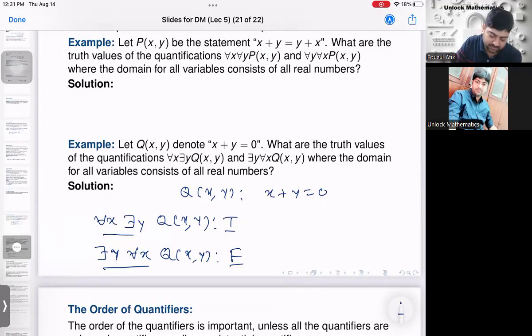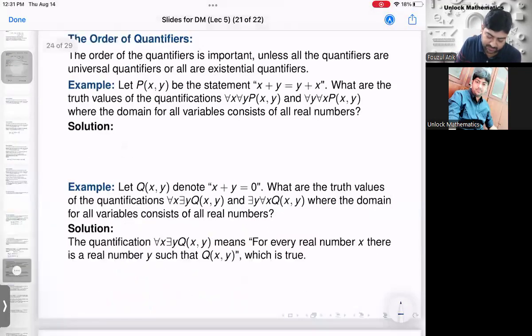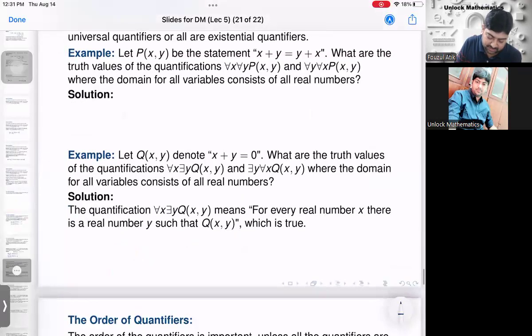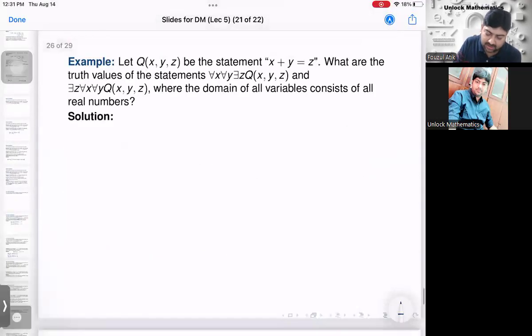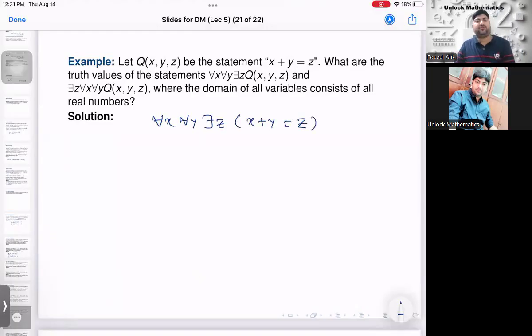Now we have one more example. Look at this example. We are about to finish this lecture. So we have for all x, for all y, there exists a z such that q(x, y) means x plus y equal to z. Now is it true or false? It says that for every real number x, for every real number y, there exists a real number z such that x plus y equal to z.